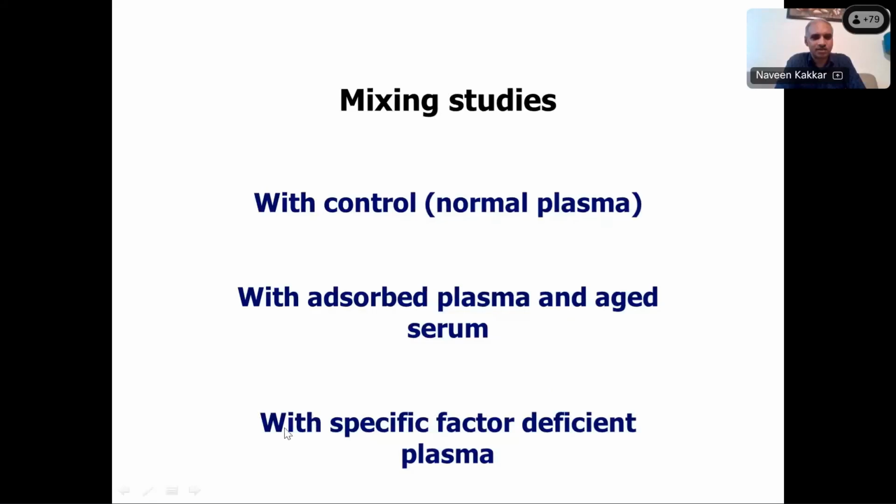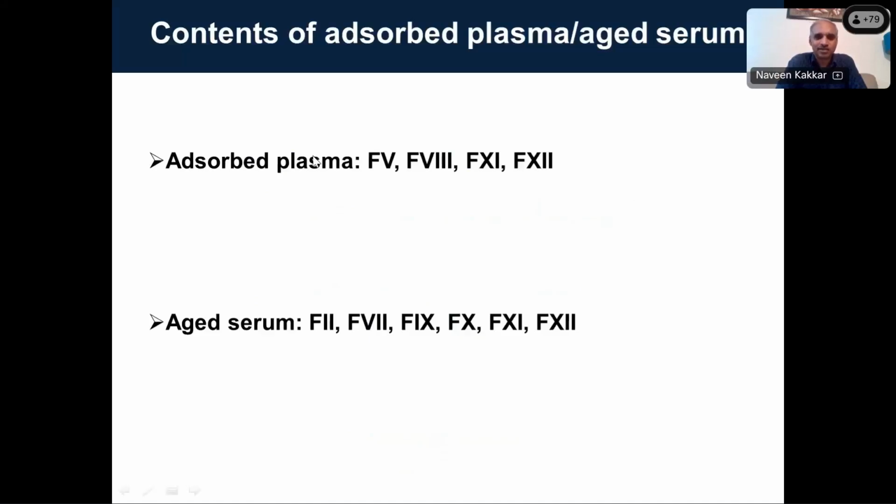I will skip the third step, but I'll give you the adsorbed plasma and aged serum, because these are easily done in the lab and you can actually work it out yourself. The basis is adsorbed plasma, made by chemical treatment with aluminum hydroxide or barium sulfate. We mix it with normal plasma, spin it, incubate it, and the barium sulfate or aluminum hydroxide adsorbs some factors onto it. So in the free plasma, only factors 5, 8, 11, and 12 are left. All the other factors are adsorbed onto the chemical, and the adsorbed plasma now has only 5, 8, 11, and 12.